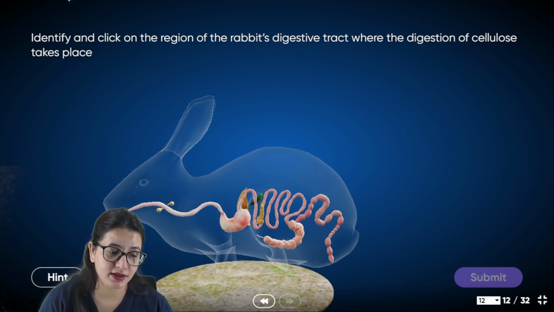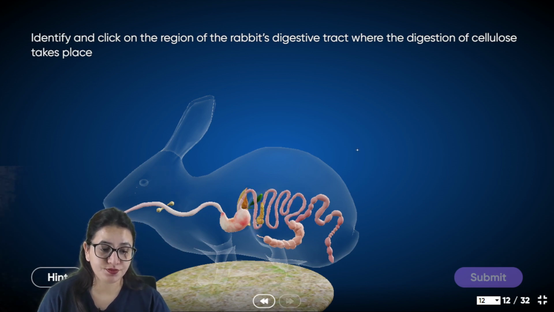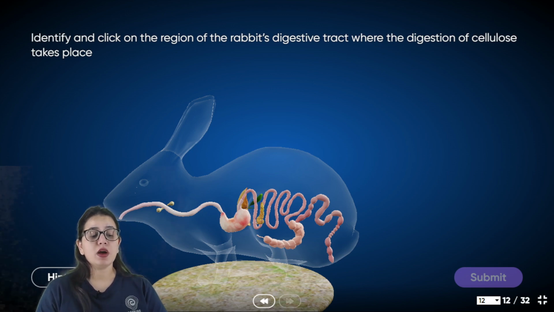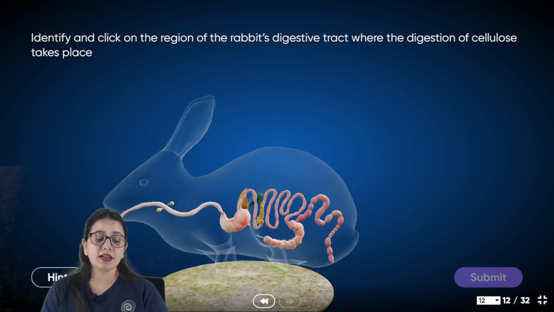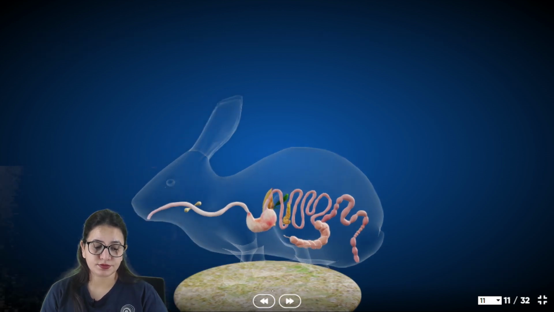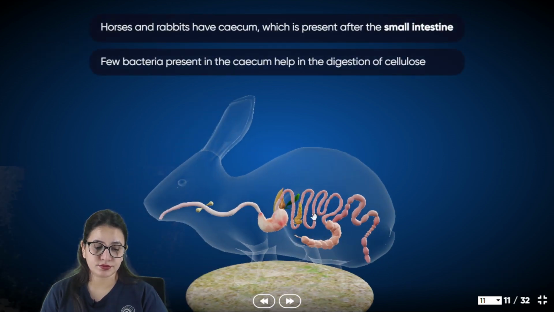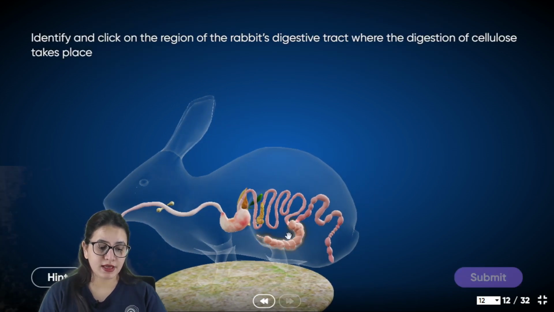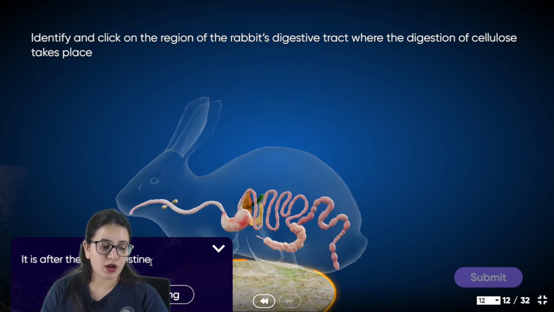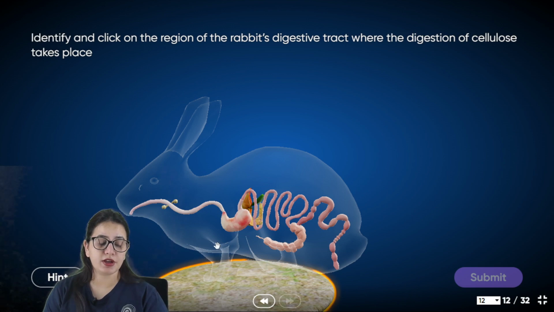Now click and identify the region of the rabbit's digestive tract where the digestion of cellulose takes place. Which part do you think that the digestion of the cellulose takes place? Yes, this one, this one, this one. Yes, which part? It is just after the small intestine. Yes, which is just now we have discussed about it.